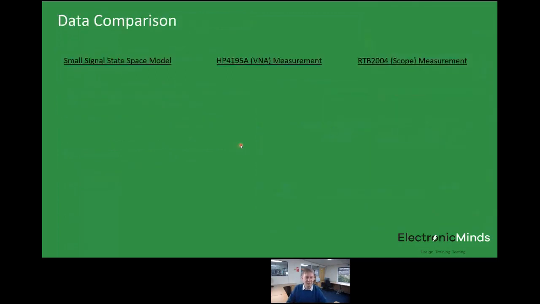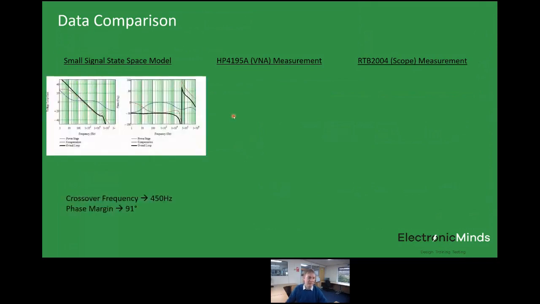In terms of a data comparison, for that same flyback converter, we've got some MathCAD models that use that small signal average state space approach I described to you, and I wanted to just compare the predicted outcome of that in closed loop operation versus the HP 4195 and the Rohde & Schwarz scope-based measurement. So firstly, the small signal state space model for this particular converter predicts a crossover frequency of 450 hertz and actually quite a high phase margin of about 91 degrees. So this is predicting a very stable system.